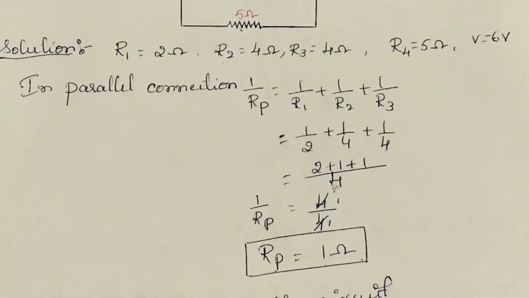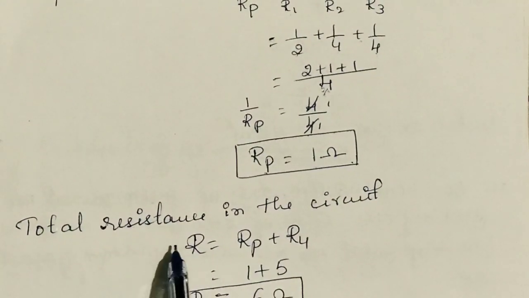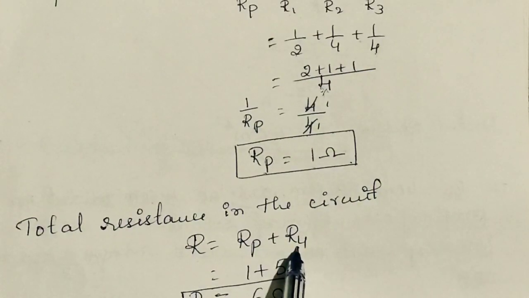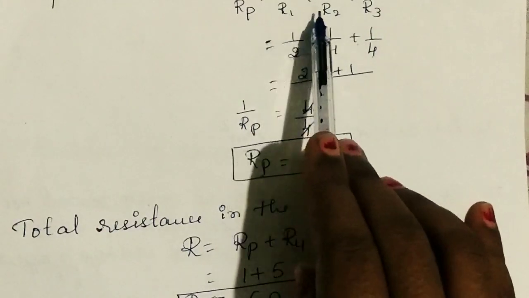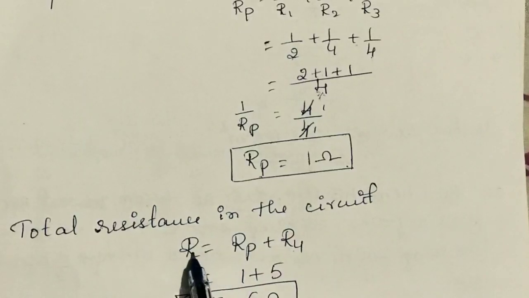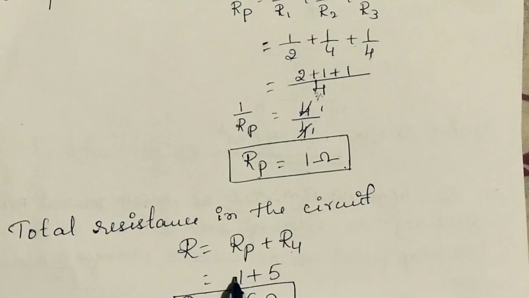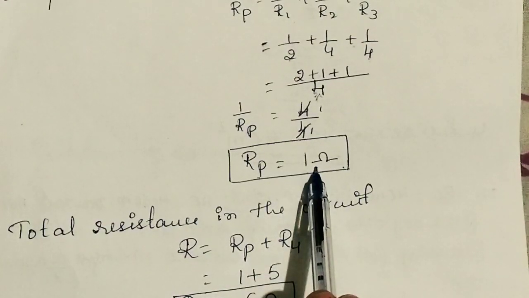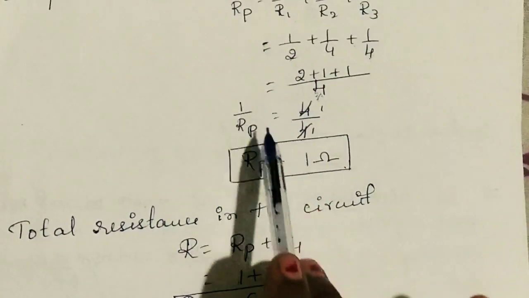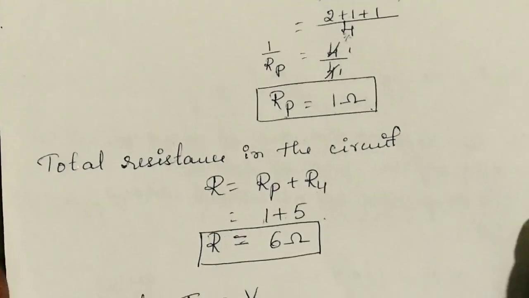Now I have to find out the total resistance in the circuit. Total resistance R is equal to Rp plus R4, because I have calculated R1, R2, R3. The remaining resistor is R4. So, total resistance R is equal to Rp plus R4. Rp value we got in the parallel connection. How much? 1 ohm. So, 1 ohm plus R4 value, we know that 5. So, 1 plus 5. Total resistance R is equal to 6 ohm.